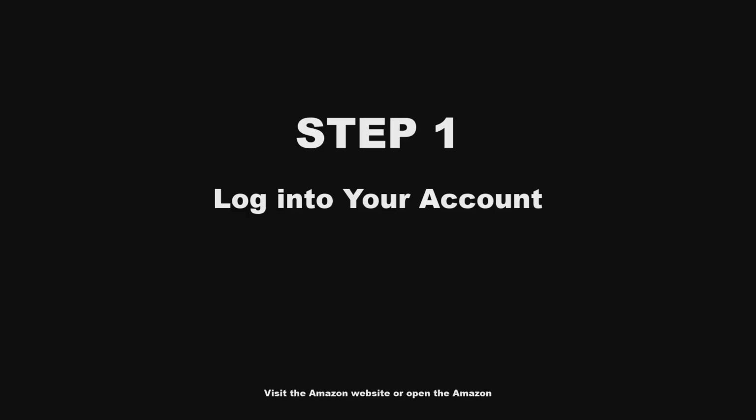Changing your verification method on Amazon Prime is a straightforward process. Follow these steps to update your settings. Step 1. Log into your account. Visit the Amazon website or open the Amazon app and log into your account using your email and password.